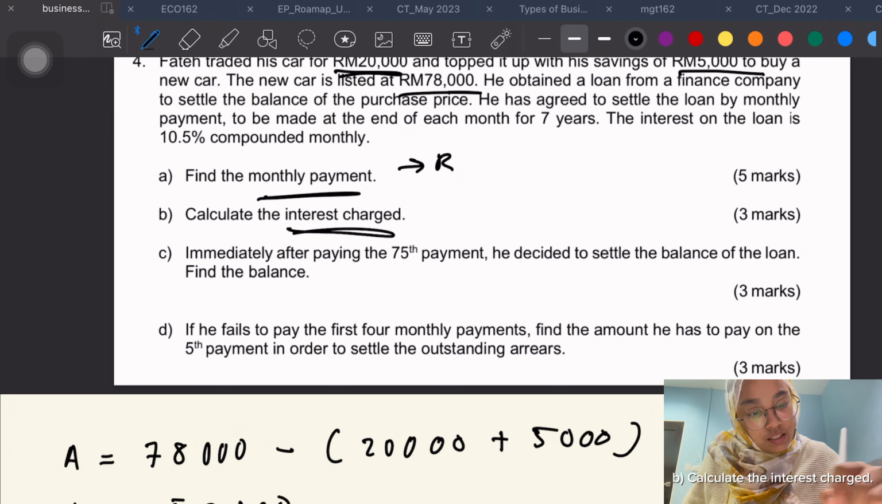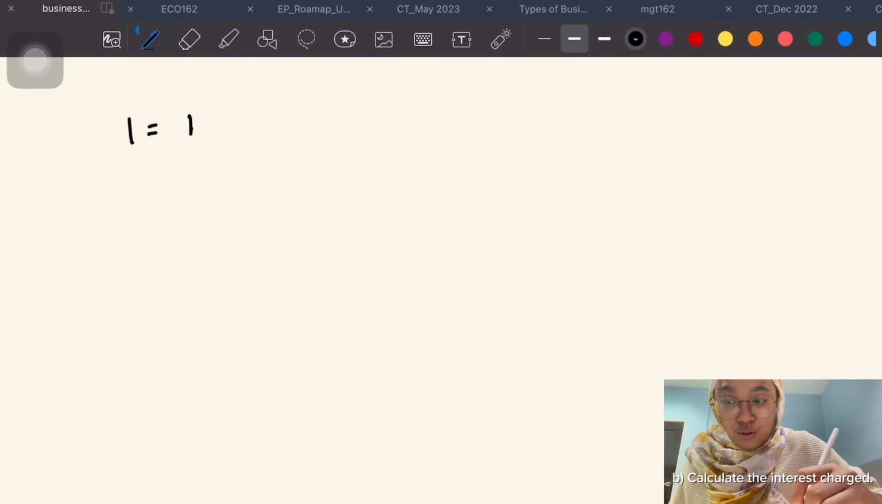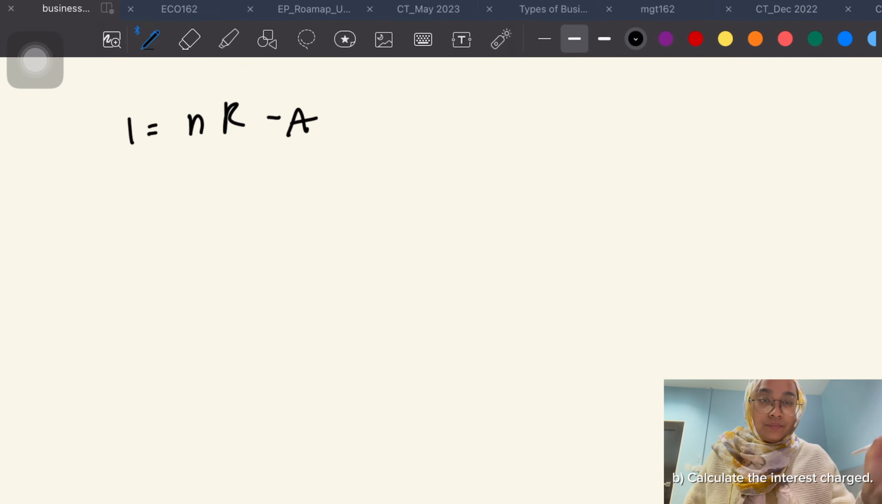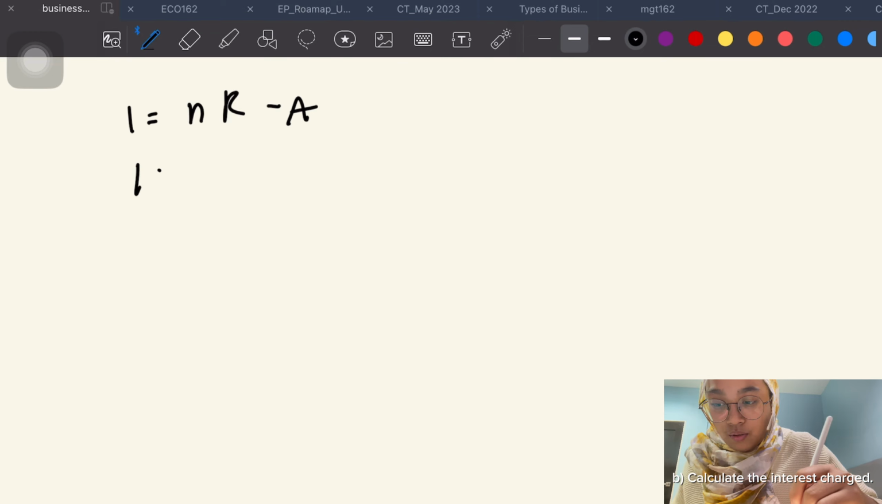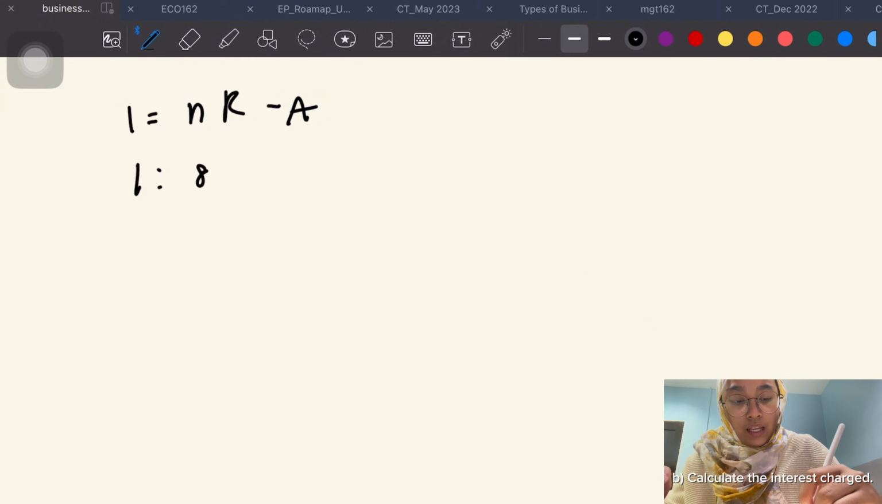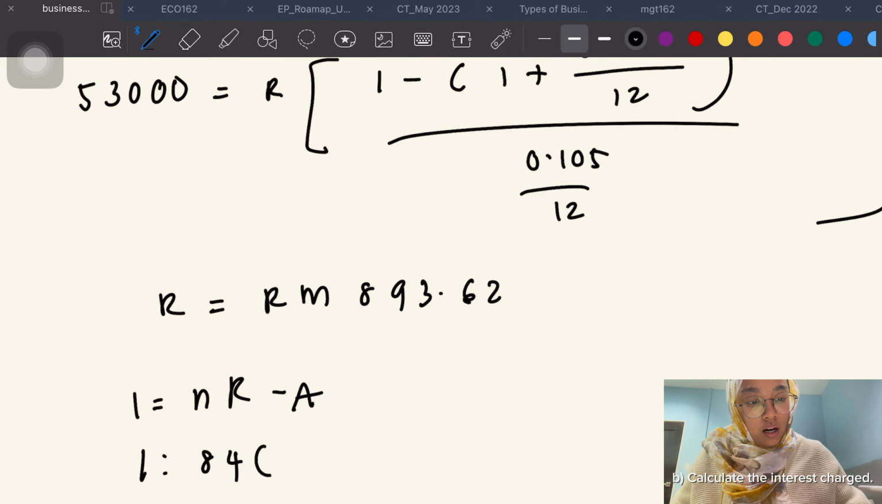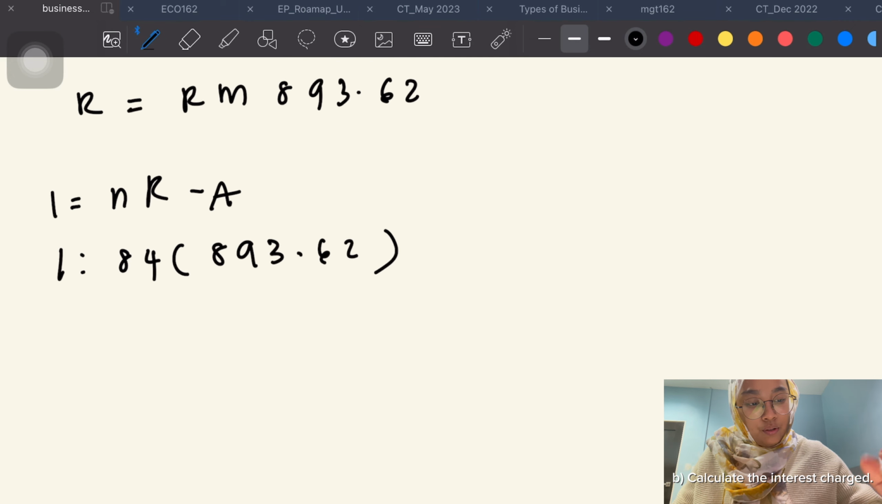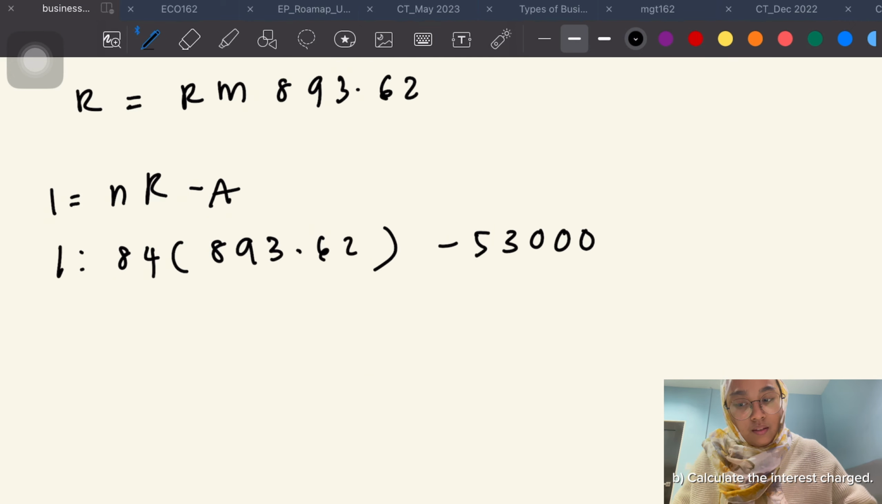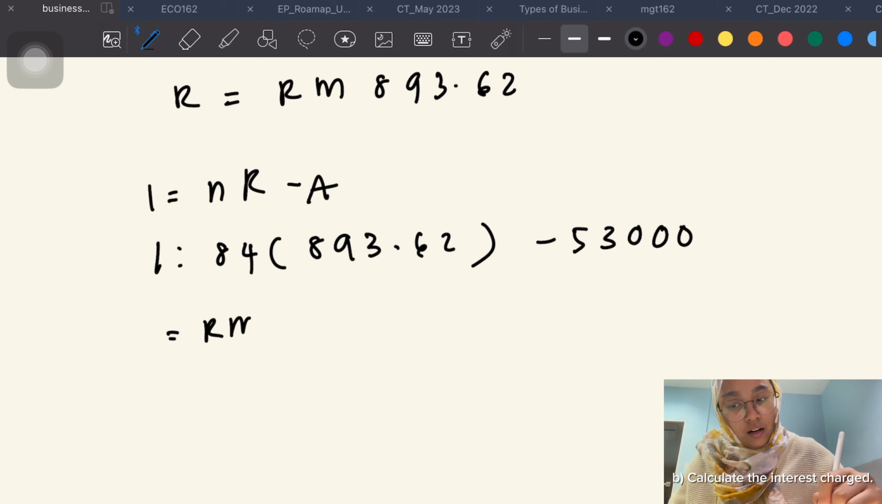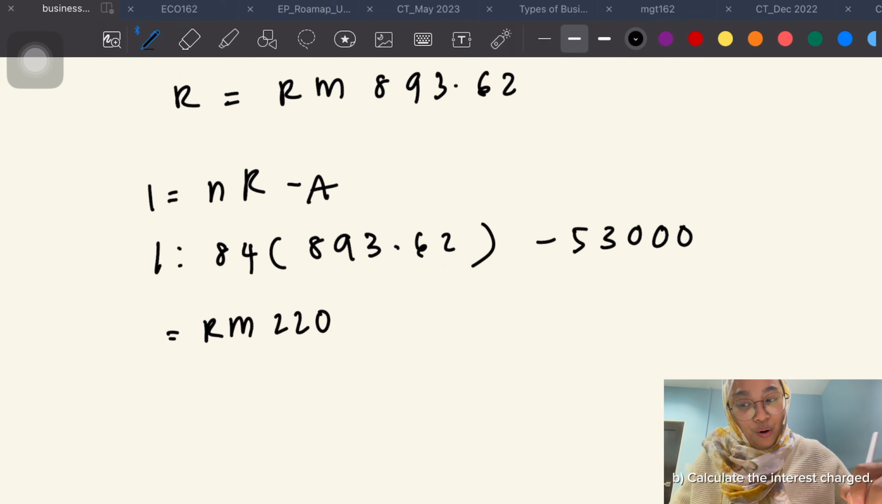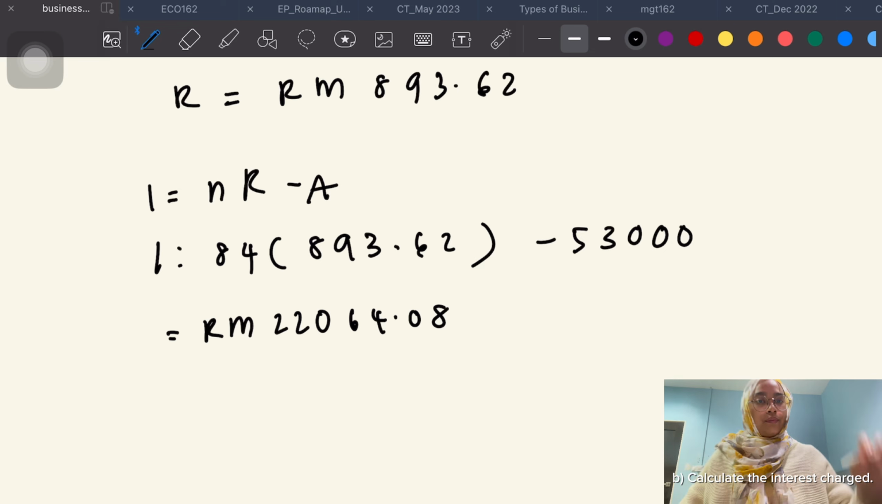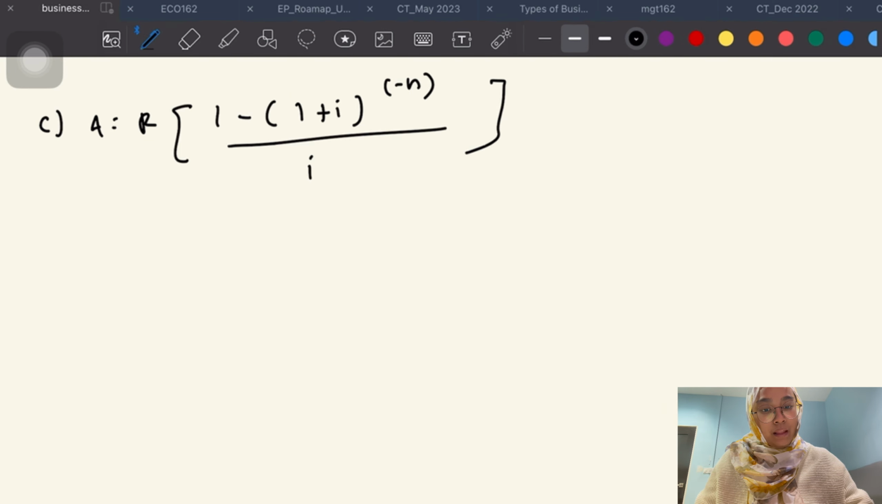893.62. For the interest charge, the formula is I equals nR minus A. We don't know I, we have to find the interest. So I equals 84 times, what is our R again? 893.62, minus our loan of 50,000. After you calculate this, you get RM 220.64. Now we're going to look at question C.